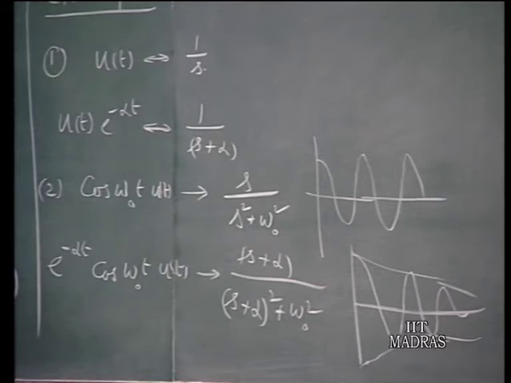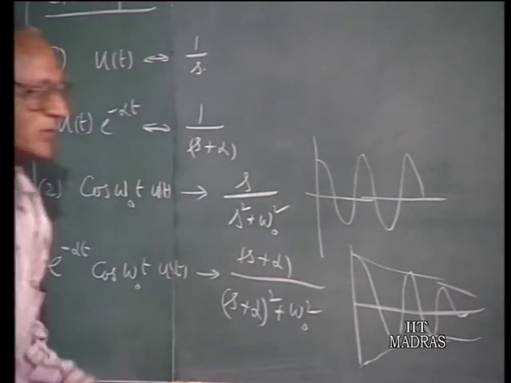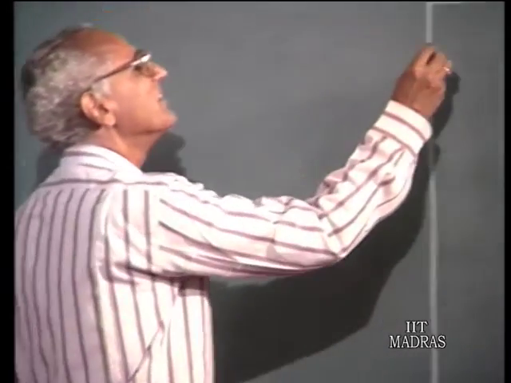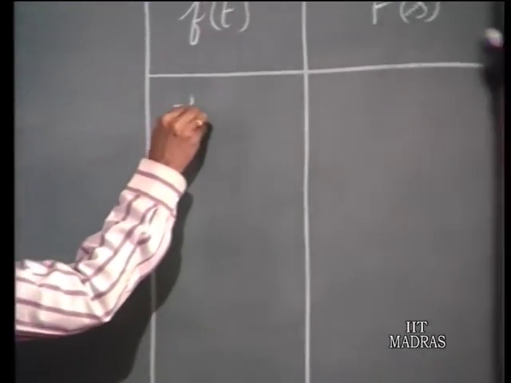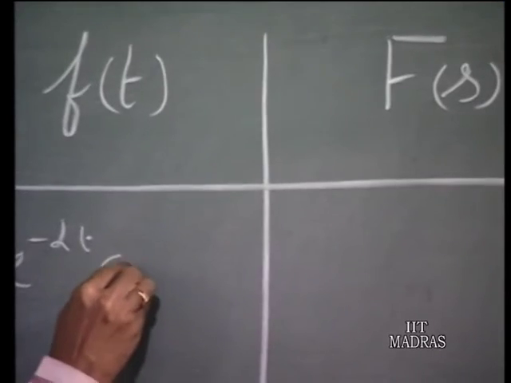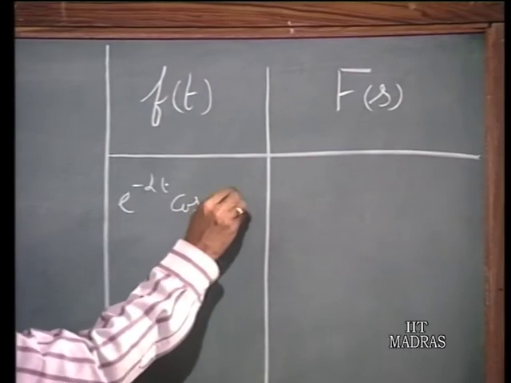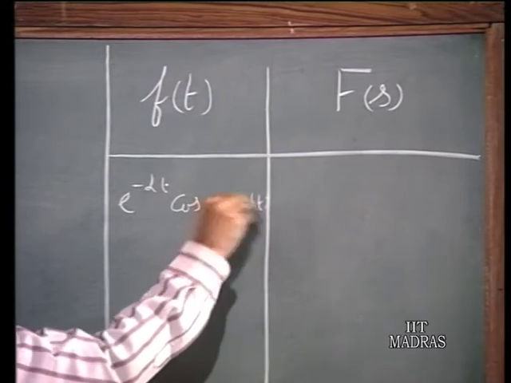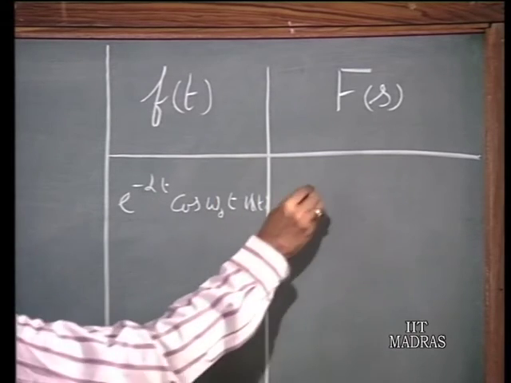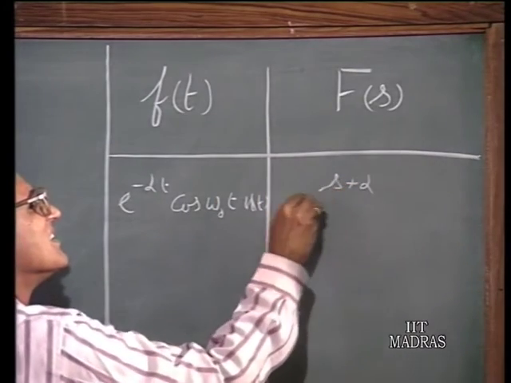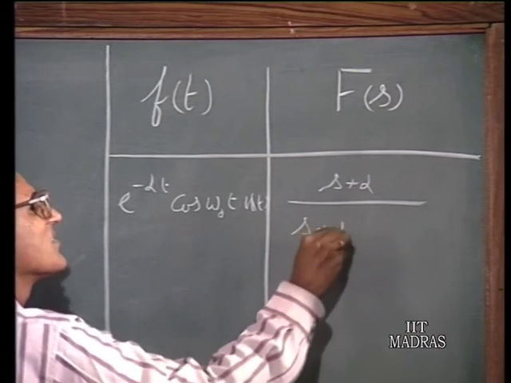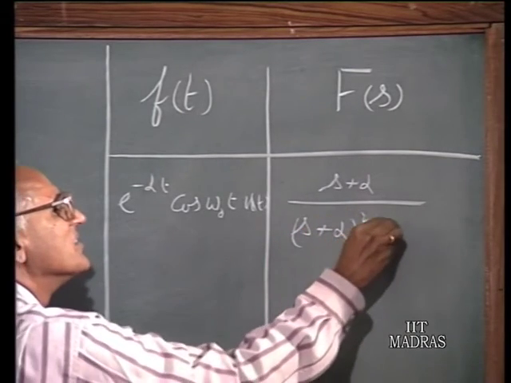I will go to the other end of the blackboard, even if our cameraman will frown at this, but let me do that, I will take that risk. So, we have e to the power of minus alpha t cos omega naught t u(t) will have a Laplace transform s plus alpha over s plus alpha squared plus omega naught squared.